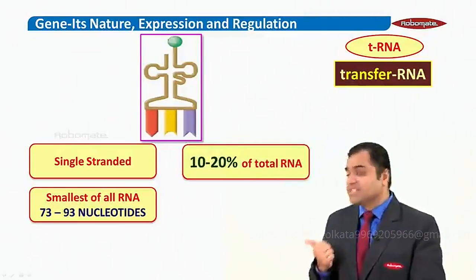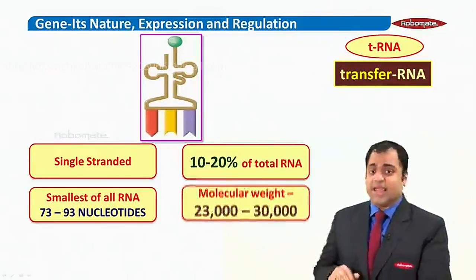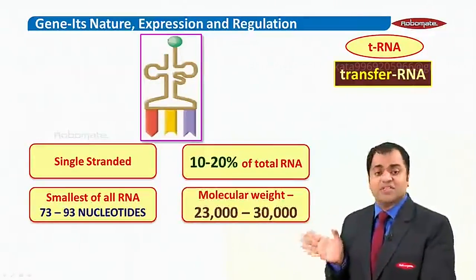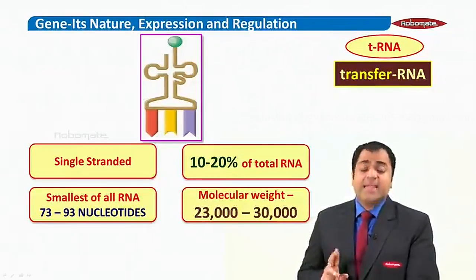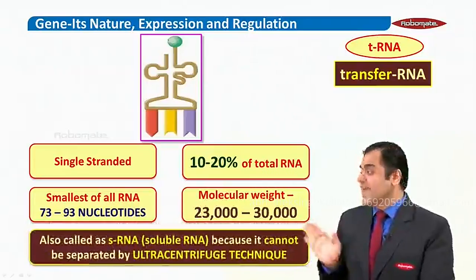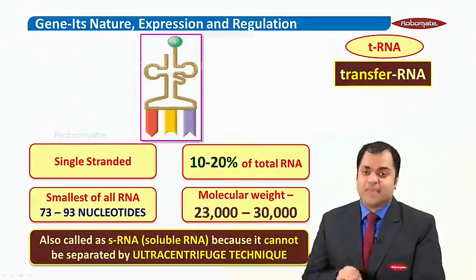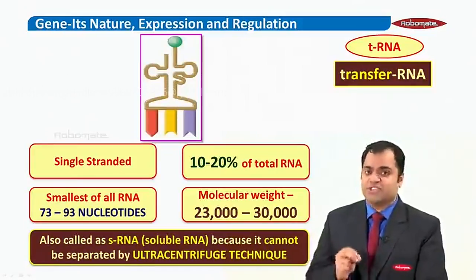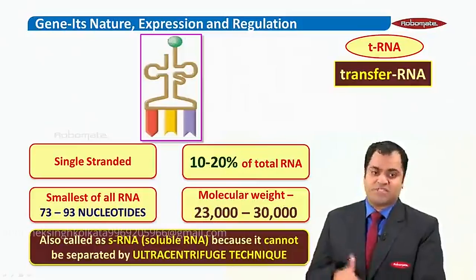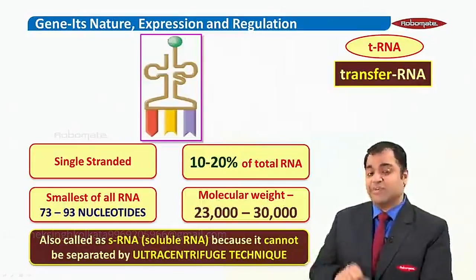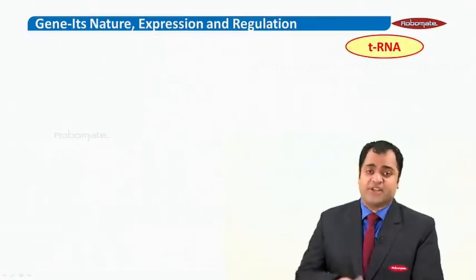Right? And because it is smallest in size, its molecular weight is also the least and is only roughly about 23,000 to about 30,000 is the molecular weight. Correct? Now transfer RNA is also called sRNA or soluble RNA because it cannot be separated by ultracentrifuge technique, right? So if I write sRNA, I'm simply talking about tRNA, where S stands for soluble. Is that okay? Now, let us look at the structure of tRNA.